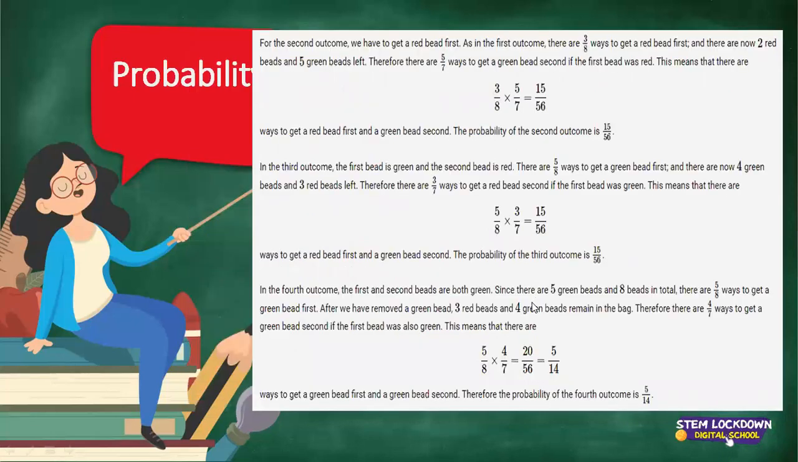Now for the other one, what's the probability of the first one being red and the other one being green? First being red will be 3 out of 8, and the second being green will be 5 out of 7. 5 because there are 5 green beads, but there are a total of 7 beads now because the first wasn't replaced. If you simplify this, we have 15 out of 56. So that will be the chances of getting the first being red.